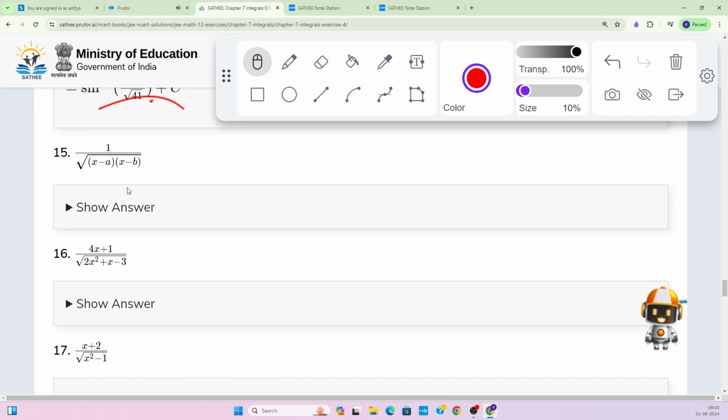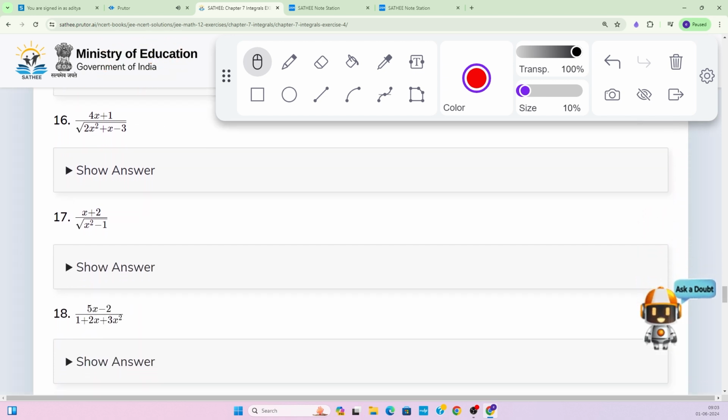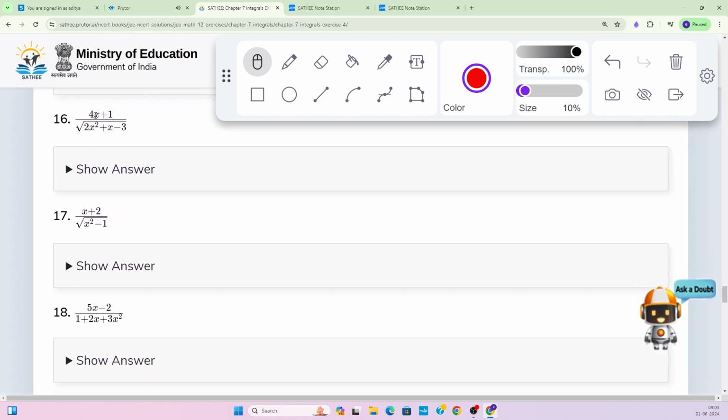Okay, and after substituting you will get the direct formula. I hope that you can do it easily. Let us move to the 16th problem. The 16th problem says: integration of (4x plus 1) over root of (2x square plus x minus 3).